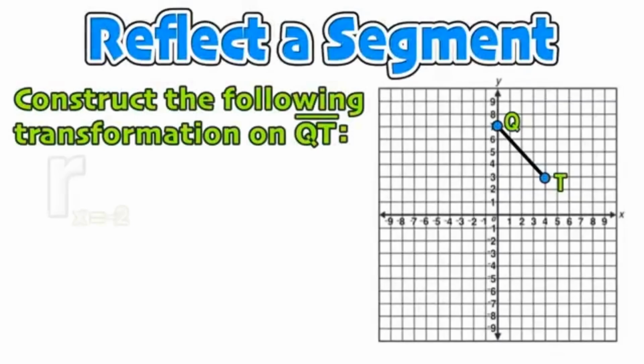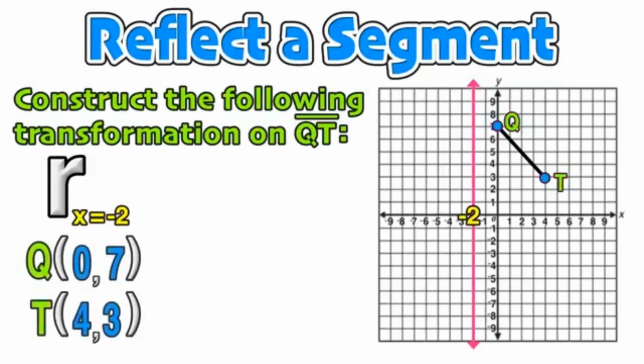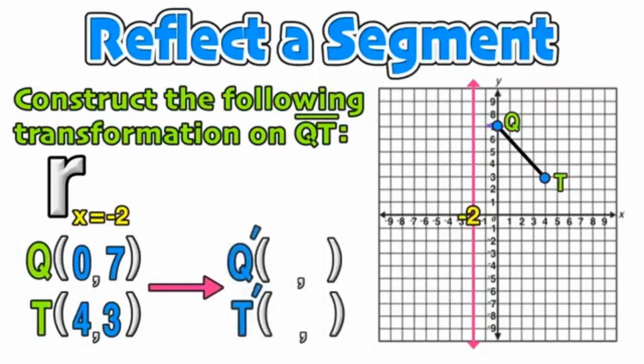For our next example, we are going to reflect a line segment. Our line of symmetry x equals -2 is a vertical line equation. Let's start by writing down the coordinates of the endpoints Q and T. To find the coordinates of the image Q prime T prime, we'll use the same strategy as the last example by counting how many units each endpoint is from the line of symmetry. We see that the point Q is 2 units away from the line of symmetry x equals -2, and the point T is 6 units away.